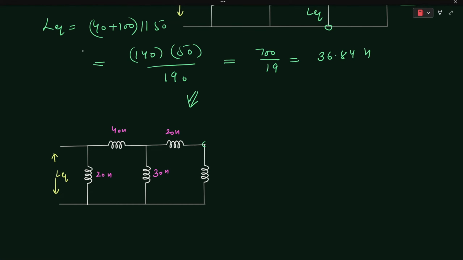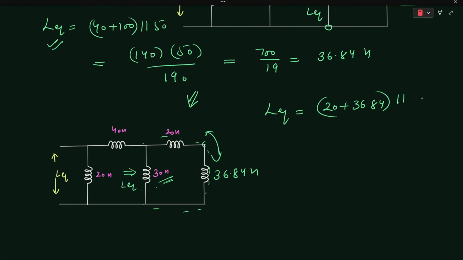After finding the equivalent inductance, this will be equal to 36.84 henries. As you can see, these two inductors are connected in series, and their series combination is connected in parallel with the 30 henry inductor. So the equivalent inductance of these 3 inductors will be L equivalent is equal to 20 plus 36.84 in parallel with the 30 henry inductor.